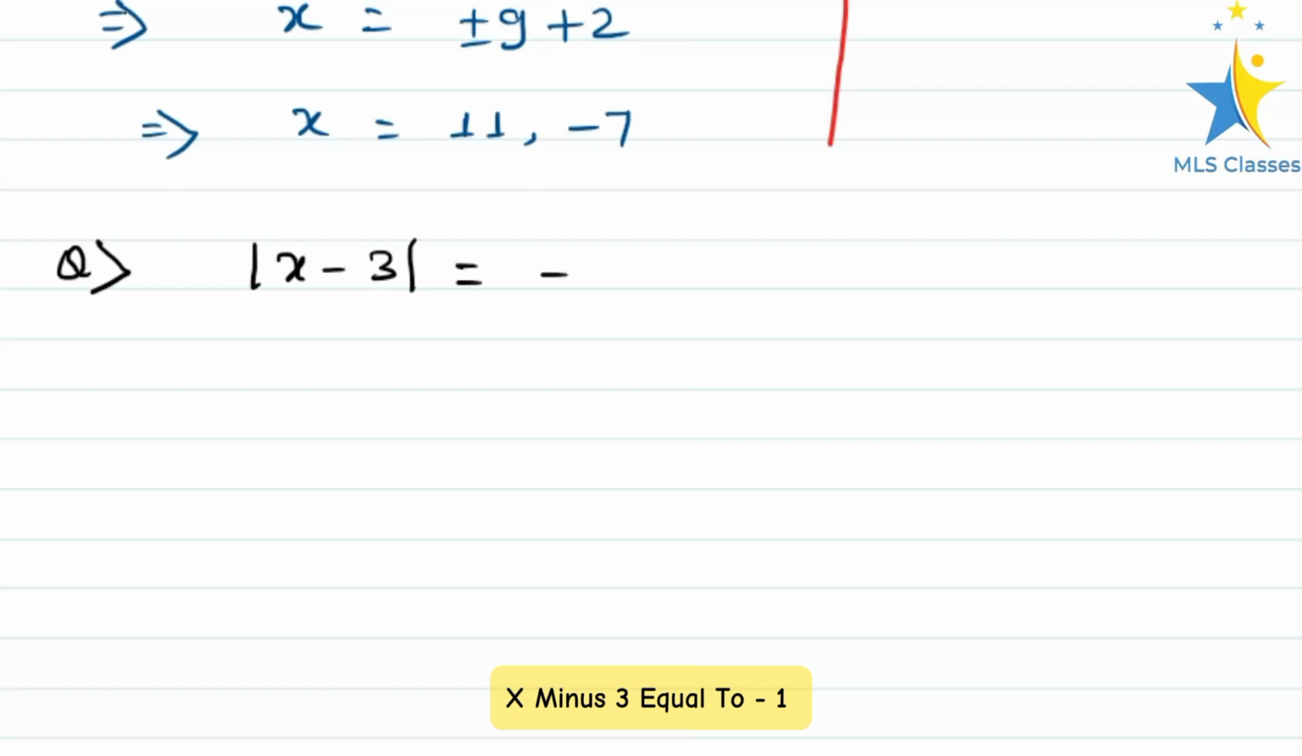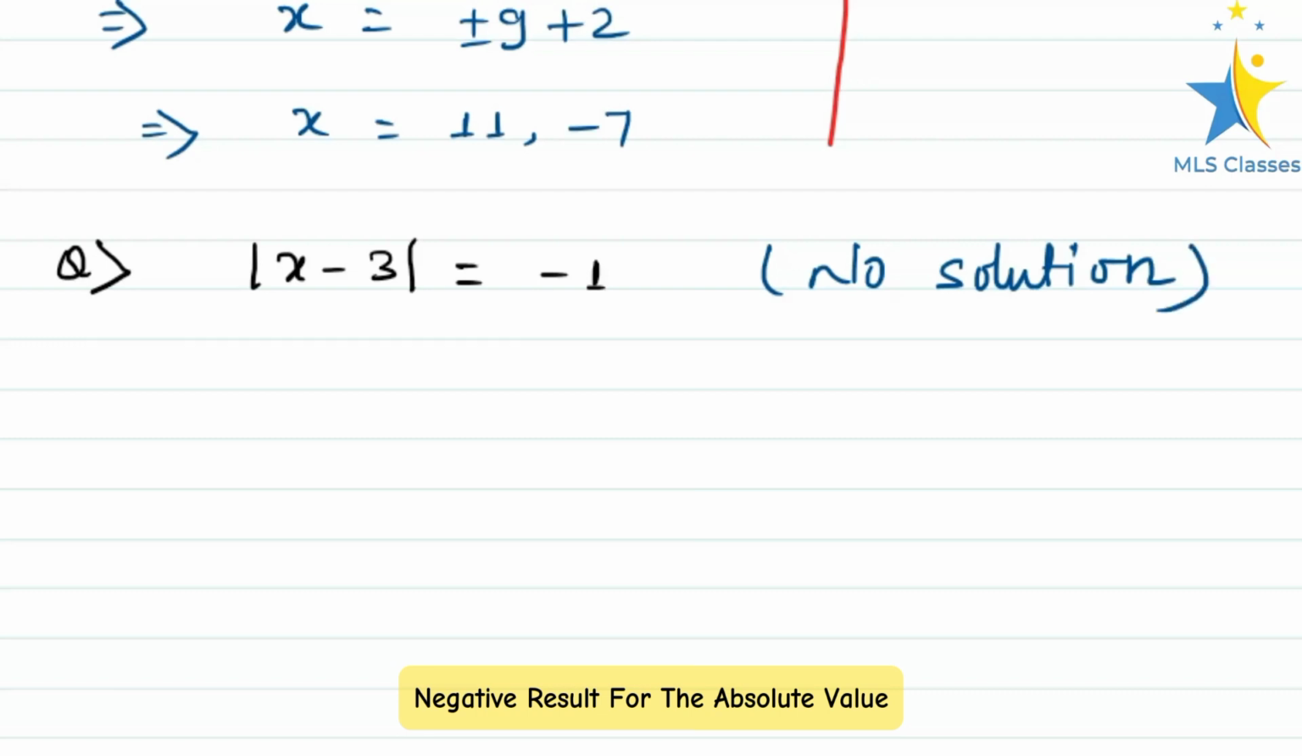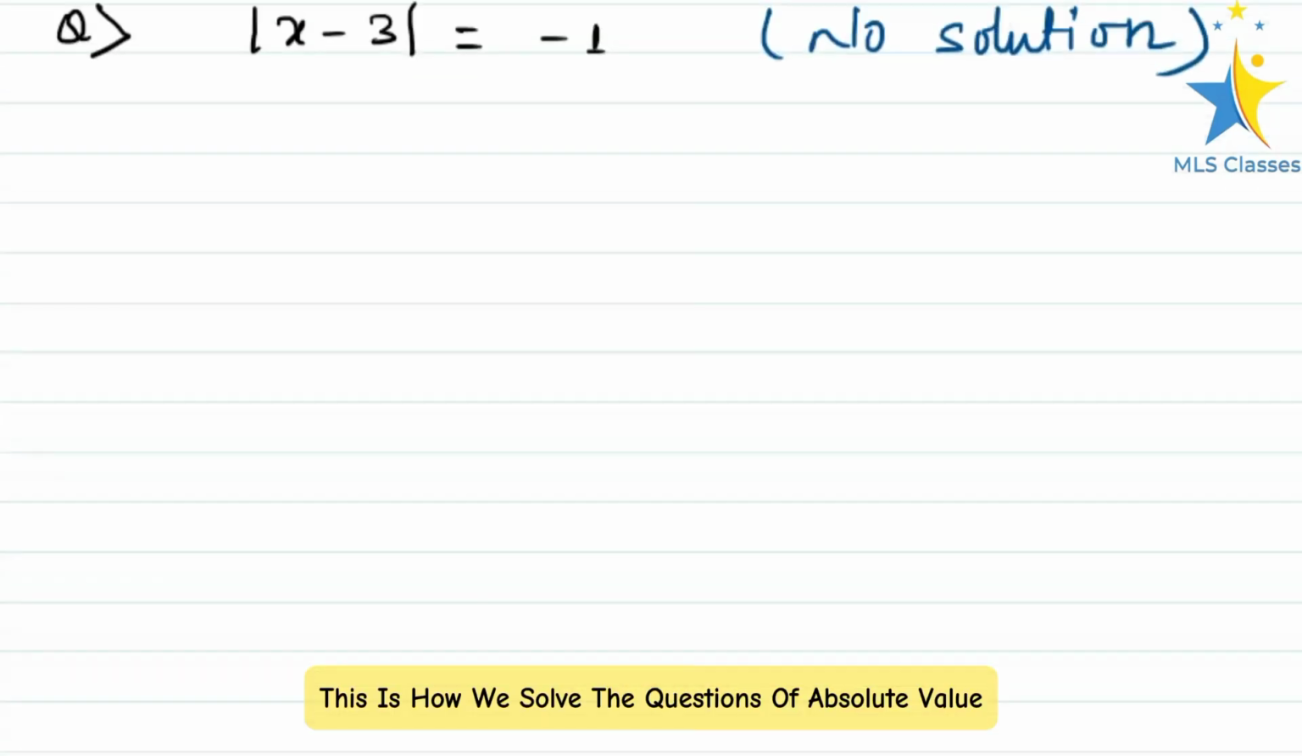Next, suppose we are having absolute value of x minus 3 equal to negative 1. So in this case, the result is given as negative, which is not possible. So it will not have any solution. No value of x is possible which can give us a negative result for the absolute value. So this is how we solve the questions of absolute value.